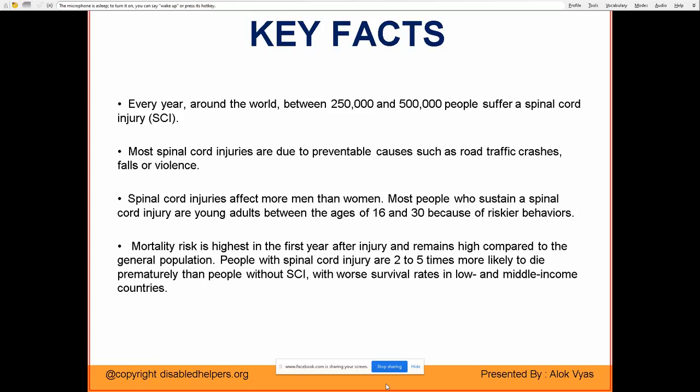For example, in my case, many times I feel like thousands of ants are running on my hands and on my legs. It's a weird sensation, and I don't know why it is coming, and I feel helpless in those kinds of situations, but that's part of spinal cord injury.